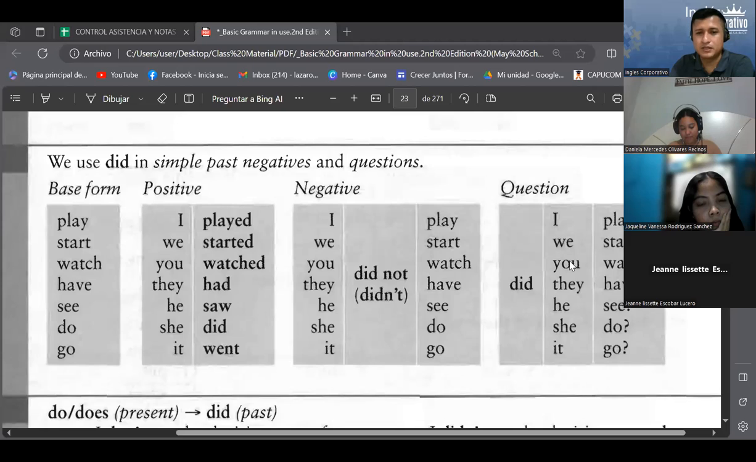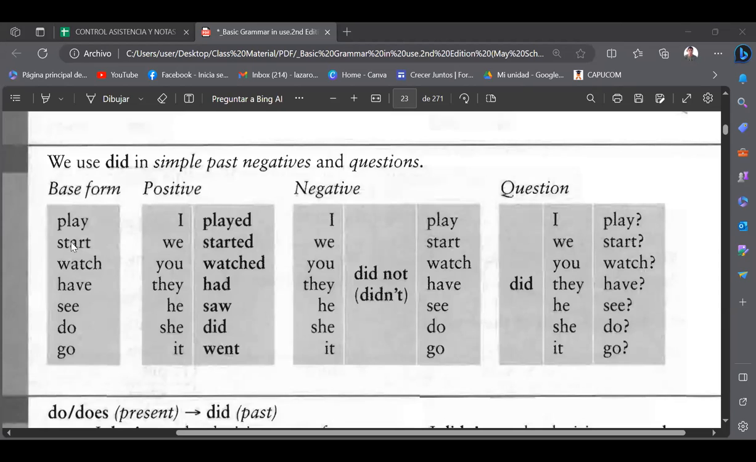Okay. Here we have the three ways. This is the base form of the verb. Here we have the positive statements. I played, we started, you watched, they had, he saw, she did, it went. This is the affirmative sentence. This is the negative sentence. And these are questions, the ones that we are watching in the video. So these are the three ways.